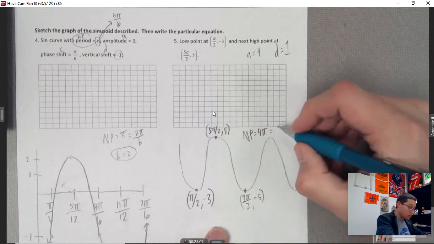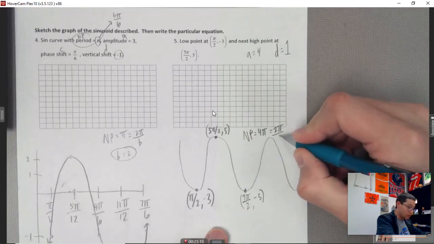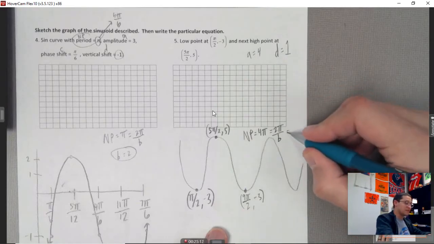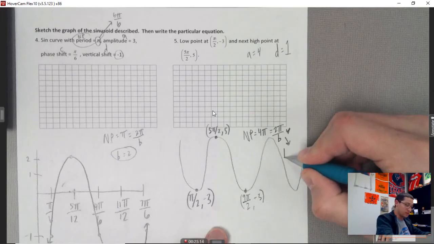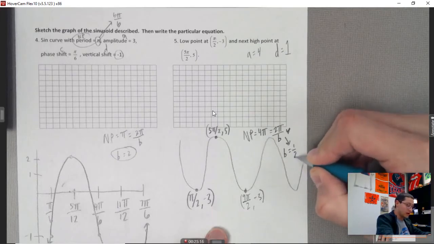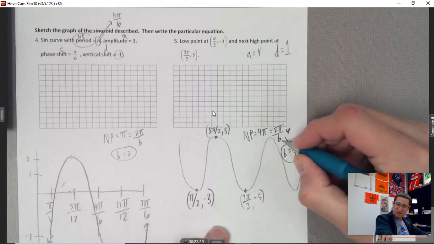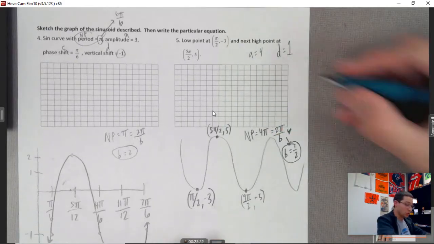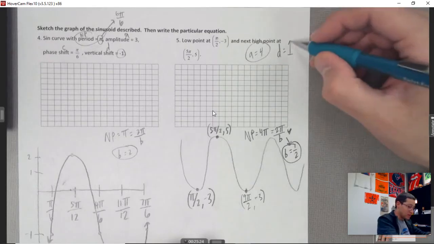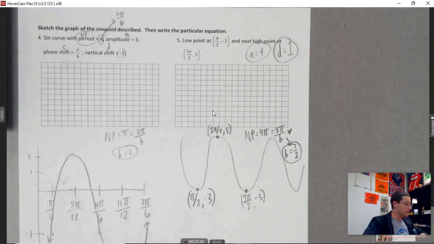Well, we know that the new period is equal to 2 pi over b. So what's your b value? And this is just information. Your b value is 1/2, because we were doing 2 pi divided by 1/2 gets you that 4 pi. So we've got an A, we've got a B, we've got a D. Now we need our C.